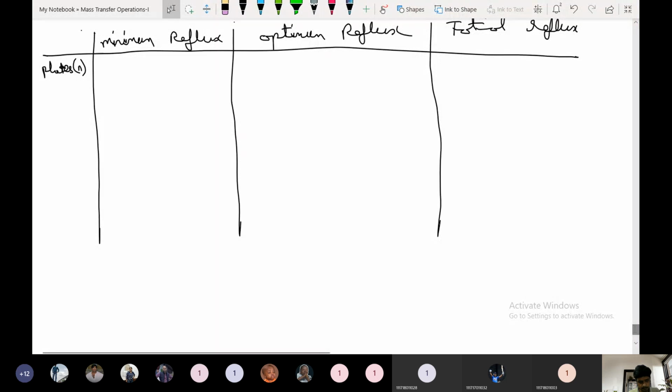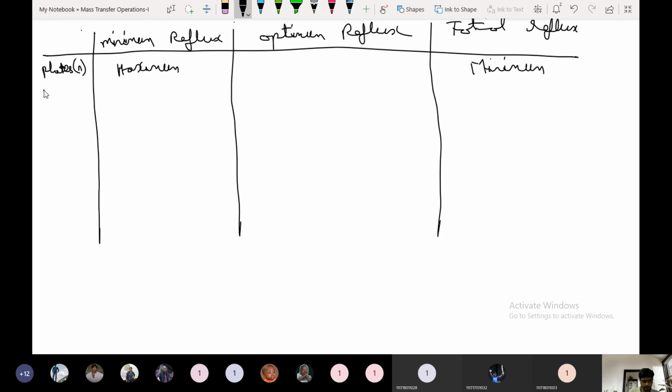Okay, can somebody please respond? At minimum reflux ratio, how many plates are required? Is it maximum or minimum? Maximum. Okay, maximum. Then at total reflux? Minimum. It is minimum. Then the next one is, what about the size of reboiler?